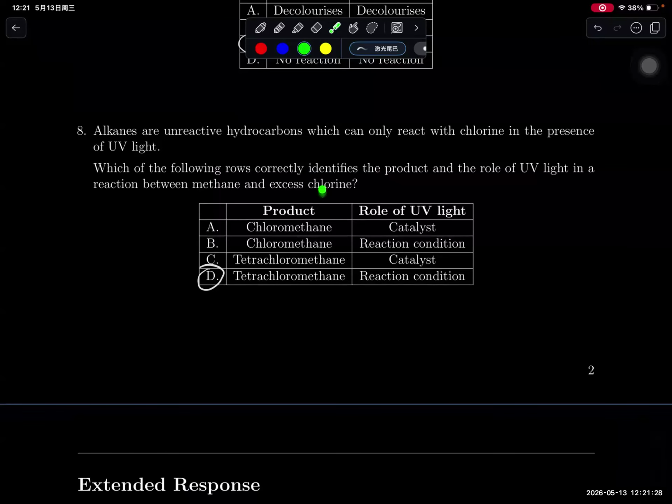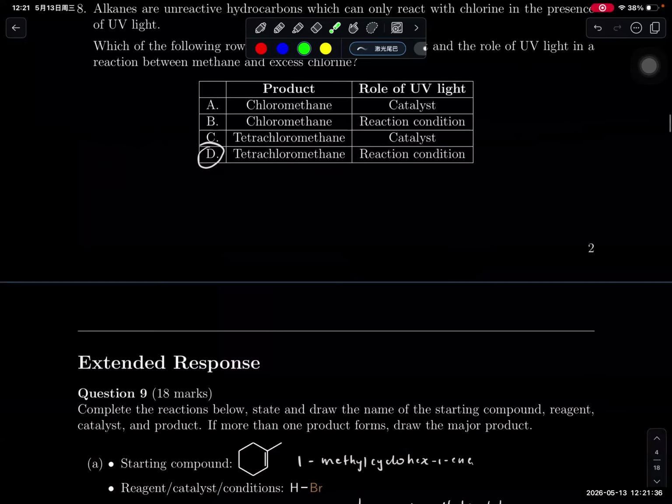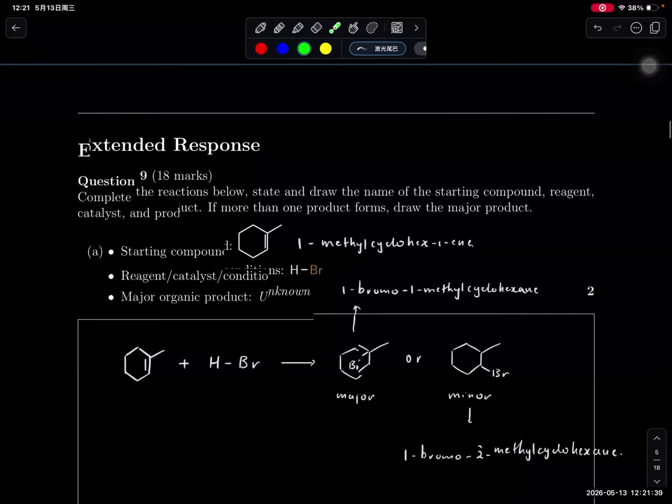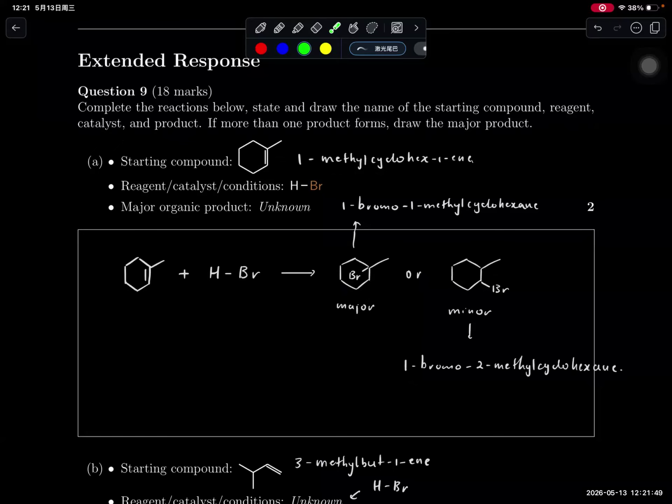And we have excess chlorine, so this substitution reaction can just keep happening until you substitute all the hydrogens on the carbon chain. Question 9. Complete the reaction below. State and draw the name of the starting compound, reagent, catalyst, and product. If more than one product forms, draw the major product.